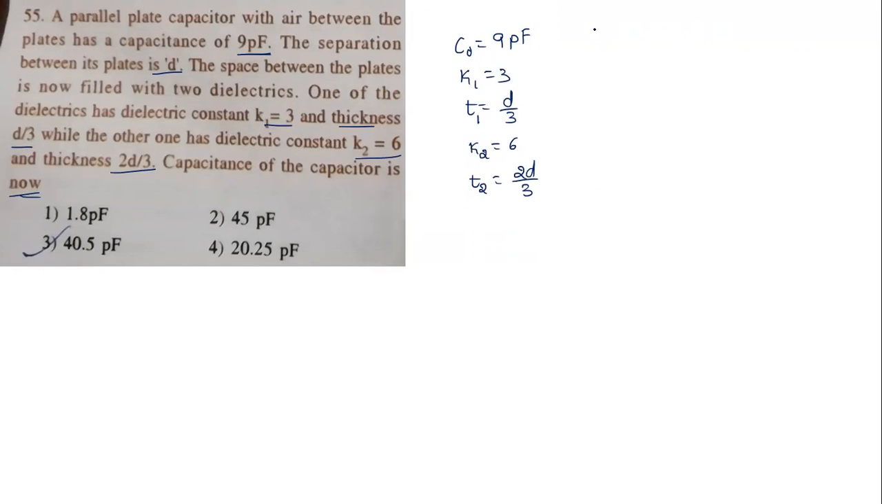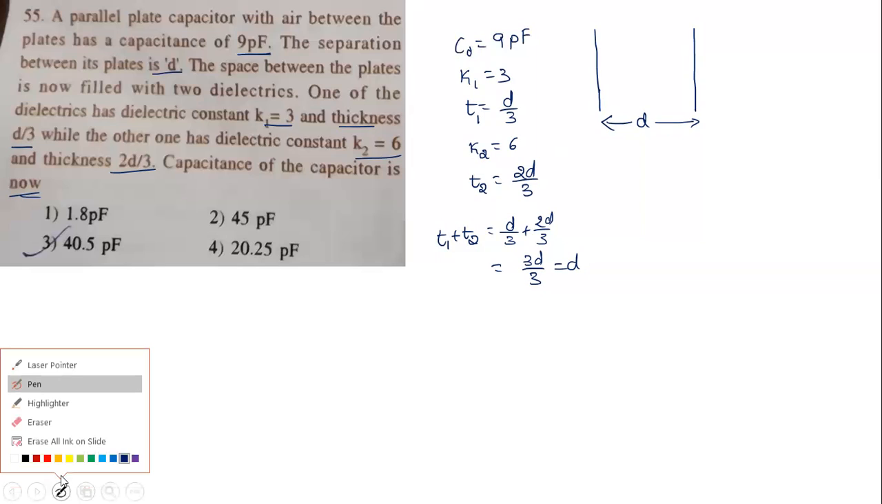Let me draw a simple diagram for your understanding. This is the capacitor initially, and this is the distance between the plates, which we take as D. Now we are going to fill it. Look, T1 plus T2 is equal to D by 3 plus 2D by 3, which simplifies to 3D by 3, that is equal to D, right? That means it is completely filled, but with different thicknesses that we need to take into account.